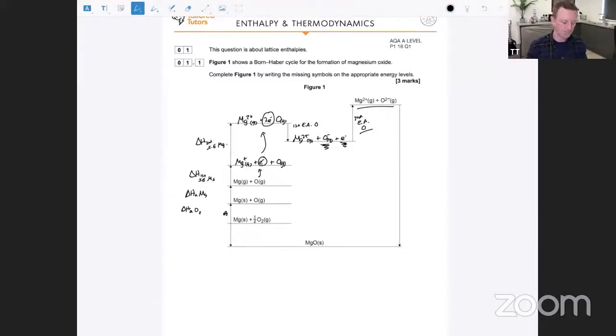And when you're looking at an equation, it's like, what does this equation represent? And then it's a game of spot the difference. It's like, well, that's been ionized, so that must be our delta H ionization.